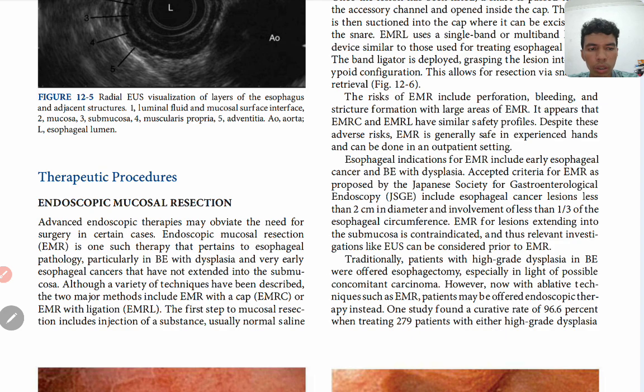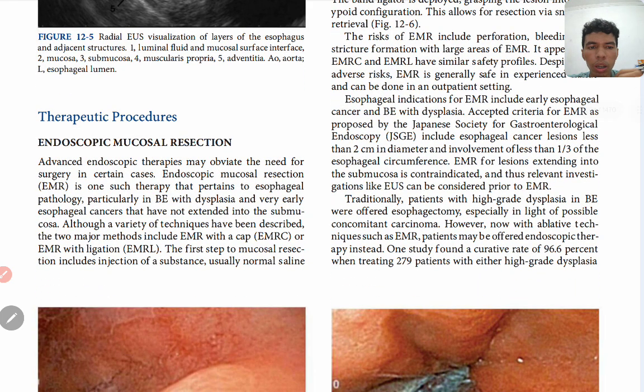EMR for a lesion extending into the mucosa is contraindicated, and thus relevant investigation like EUS can be considered prior to EMR. Traditionally, patients with high-grade dysplasia in BE were offered esophagectomy, especially in light of possible concomitant carcinoma. However, now with ablative techniques such as EMR, patients may be offered endoscopic therapy instead.